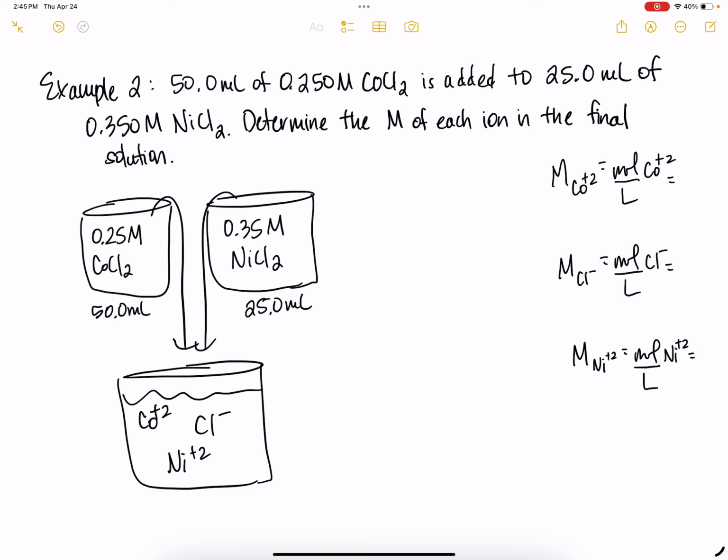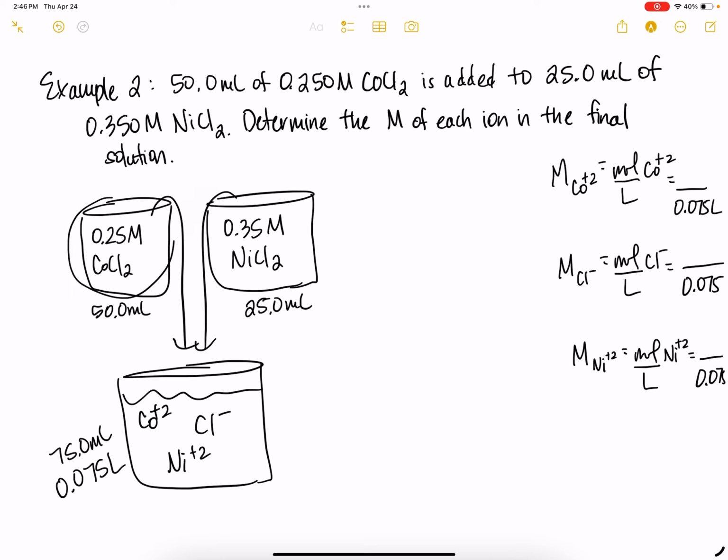The easier part of all of these calculations to determine is the volume, because again, volume is additive. So if I mix my 50 with my 25 mL, I end up with 75 milliliters, which is 0.075 liters. And that's going to be the same for all 3 situations because they're all 3 in the same container. But now I need to think about my mole calculations. And so to determine moles, I'm going to have to go back to my 2 original beakers.